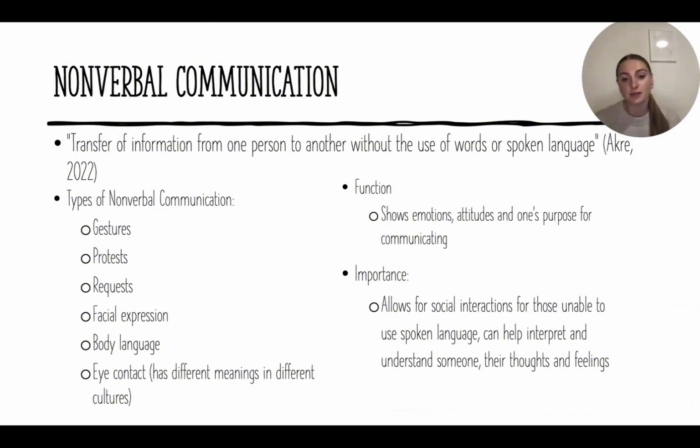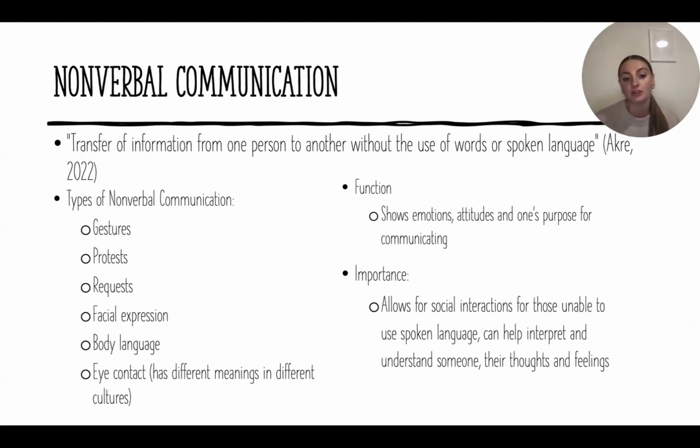So I'm going to be discussing nonverbal communication, and what that is, a transfer of information from one person to another without the use of spoken language or words. So there's different types of nonverbal communication. What that means is you can use gestures like hand motions, pointing, protests, to basically let someone know that you don't want something that they're offering you or that they're saying, requests to let, again, someone know that you do want something, different facial expressions by showing your emotion, if you're happy, if you're sad, annoyed, upset.